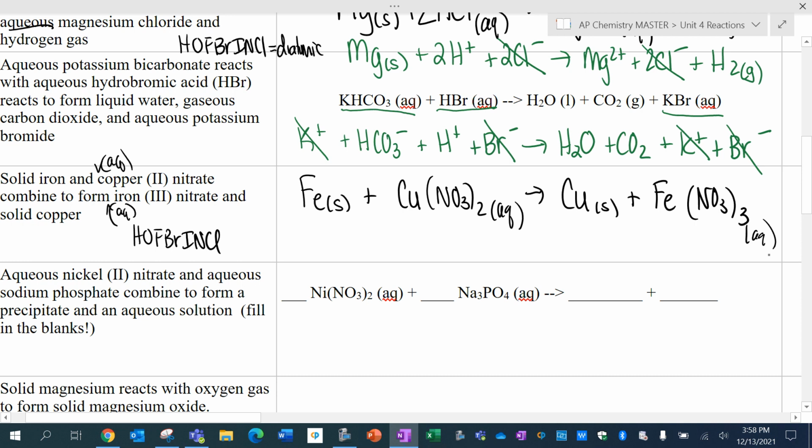And there we go. So I need to balance this. I've got 3 nitrates here, 2 nitrates here. Lowest common multiple of that is 6. So I'm going to put a 3 here, and then put a 2 here and a 2 here, and now I should be balanced. Got 6 nitrates, 6 nitrates. Cool. So that's my molecular equation.